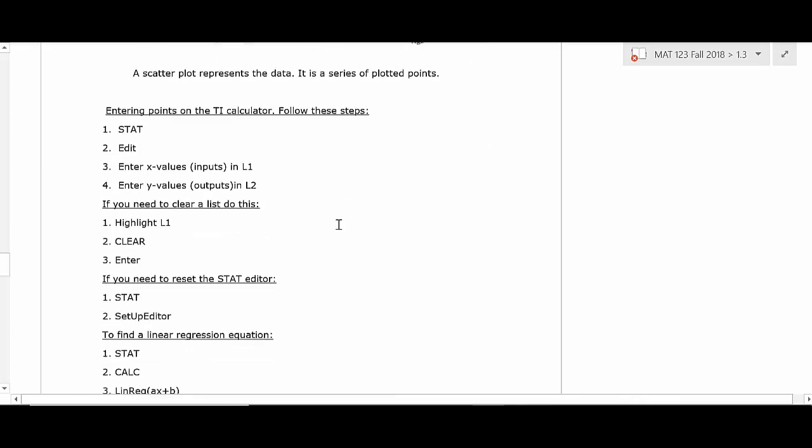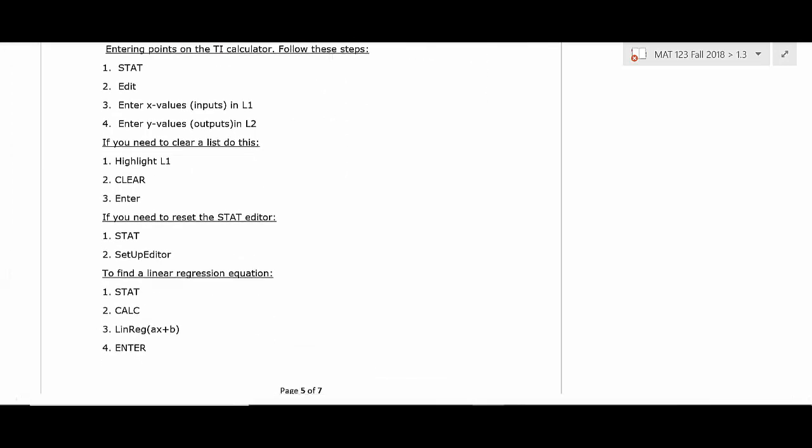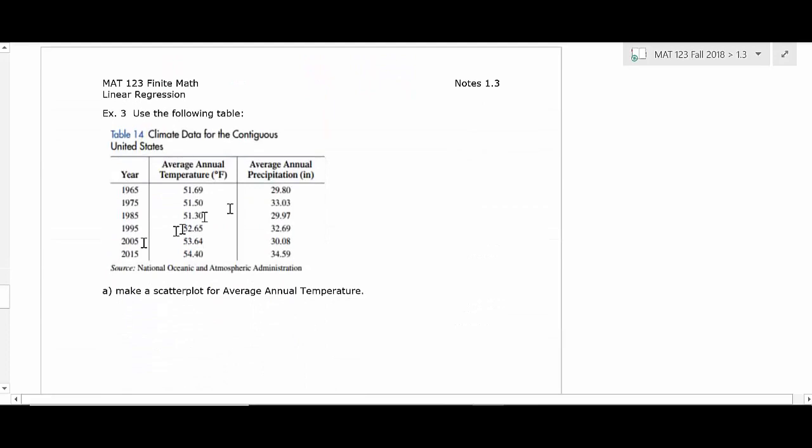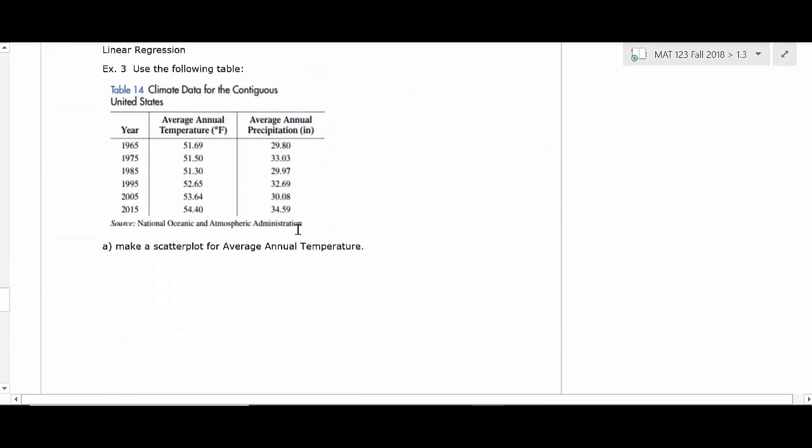So all this stuff here, I just typed this out for you. This is what you're going to do on a calculator to get what we call our linear regression equation. If you brought your calculator, get that out so you can do this along with me. If you don't have a calculator, you can't do this at all.